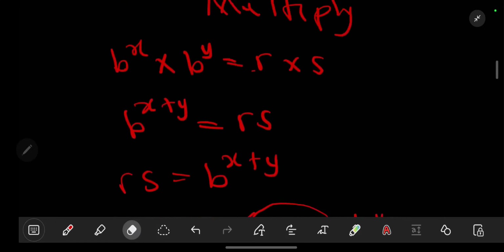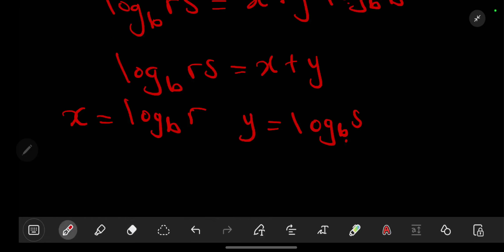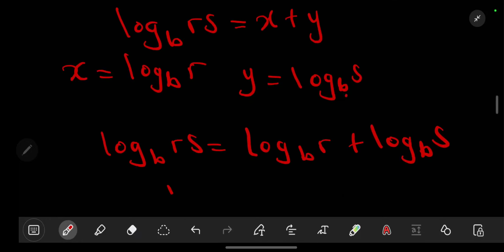Then remember, we said that our x is equal to this. So all we have to do is replace. So we are going to have the log of b, rs, where there is x, we are going to say this is equal to the log of b, r. Then we have plus y is equal to log of b, s, like that. So this is what we have for that problem. So this is the answer that was required. So we have hence shown. Let's move on to our next one.